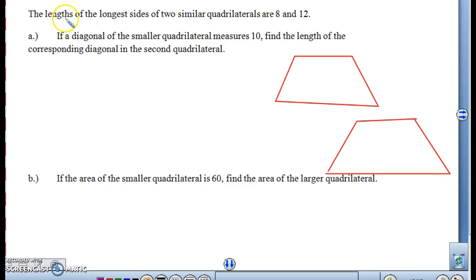It says the lengths of the longest sides of two similar quadrilaterals are 8 and 12. So this is the smaller one, this is the larger one. This looks like my longest side is going to be 8, and this one's going to be 12. It says the diagonal of the smaller quadrilateral is 10. Here's the diagonal, and that's going to be 10.